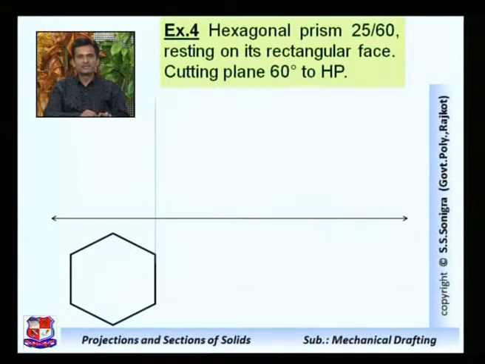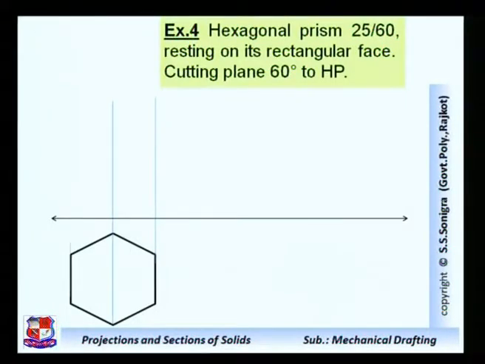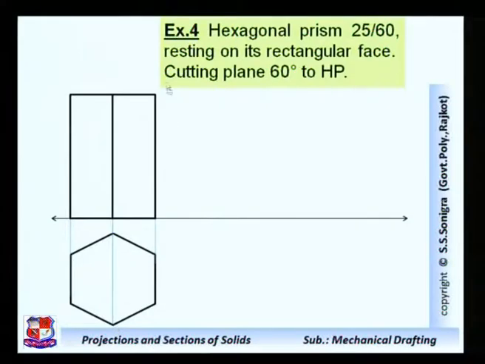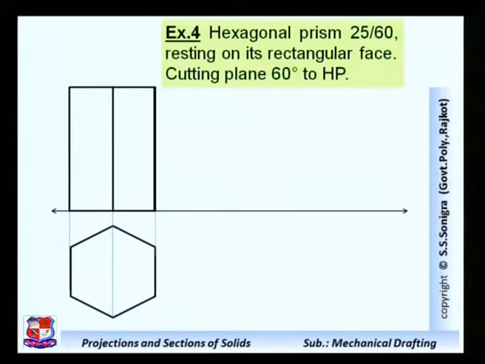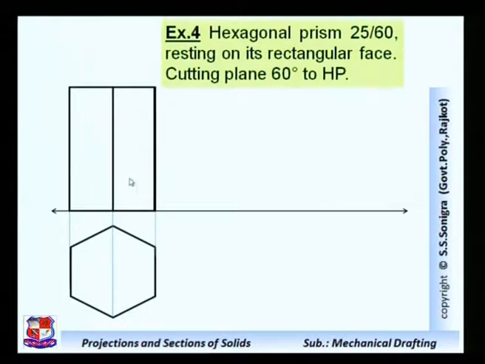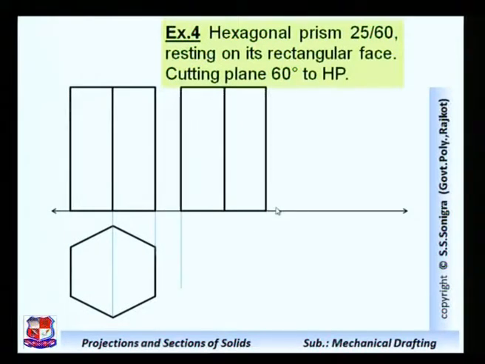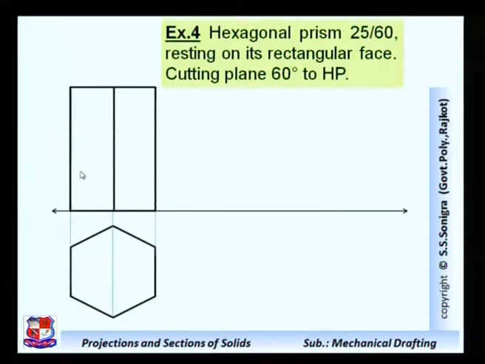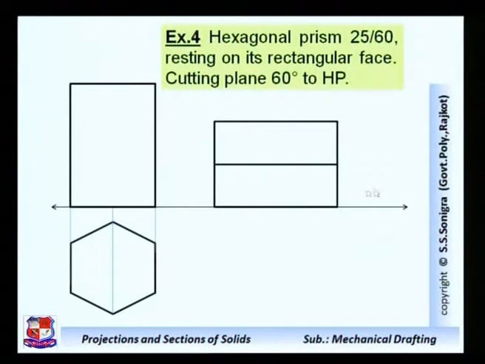Now from the end points, draw projection lines like this, and this rectangle shows the front view of this hexagonal prism, and this edge shows this corner. This corner is represented by this full line, which is visible like this. And here it is given that this hexagonal prism is resting on its rectangular face. So we have to tilt this rectangular face like this. Take it over here and tilt like this.